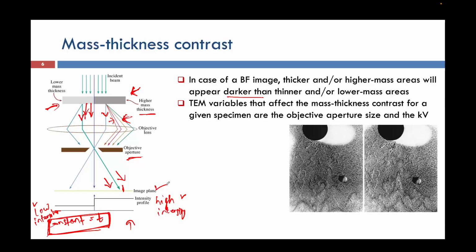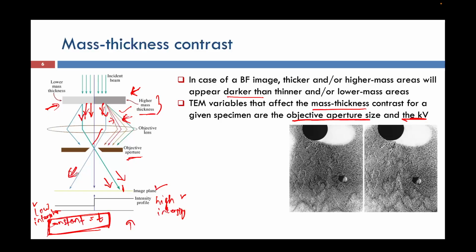Then we have to see which TEM variables matter. If I am putting my sample in to observe a mass thickness contrast, what are the variables that affect it? One is the objective aperture size, another is the kV, that means my accelerating potential. If my accelerating potential is high, what will happen? More and more electrons will be collected, right? Even if I have a higher mass thickness, and more electrons are scattered in this direction, some electrons will also come through and be focused here.